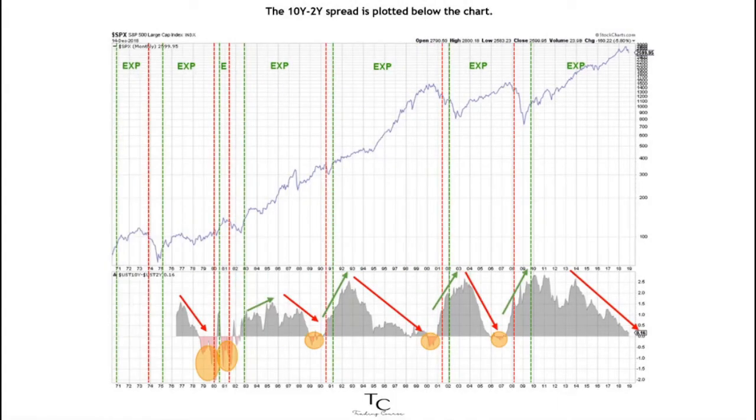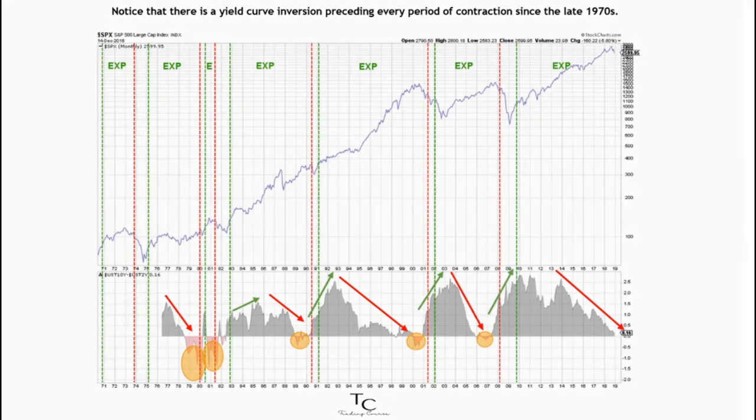The 10Y-2Y spread is plotted below the chart. Orange circles show dips below the zero line, which is where the yield curve is inverted. Notice that there is a yield curve inversion preceding every period of contraction since the late 1970s.